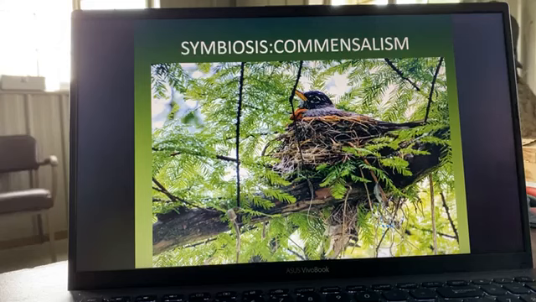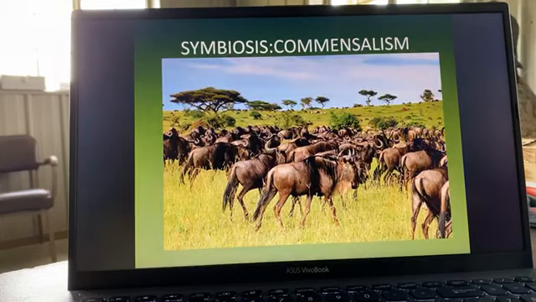Well, here's a robin that has a nice nest in the tree. The tree provides a platform for the robin to have its nest where it's protected and shaded, all that kind of thing. So the robin gets lots of benefit from the tree, but the tree gains nothing from the robin. So that's one form.